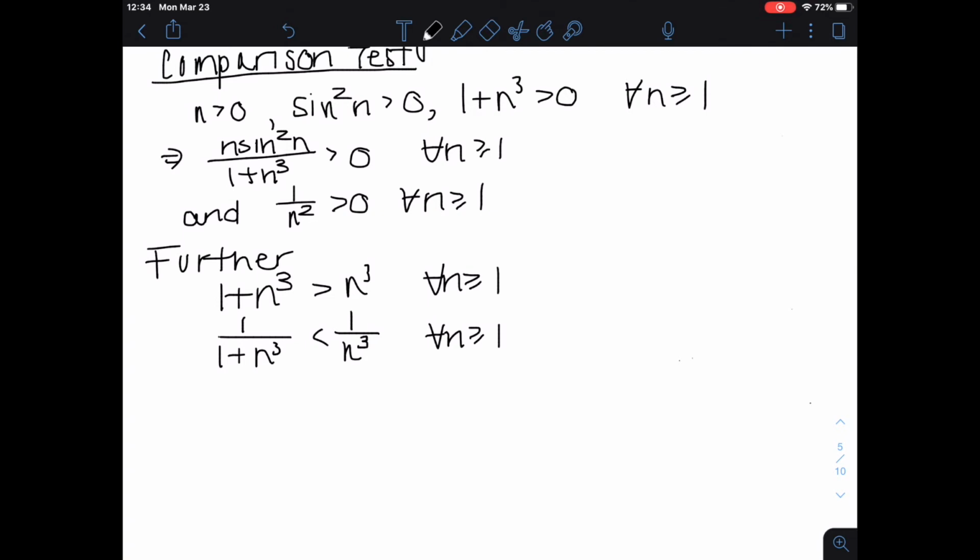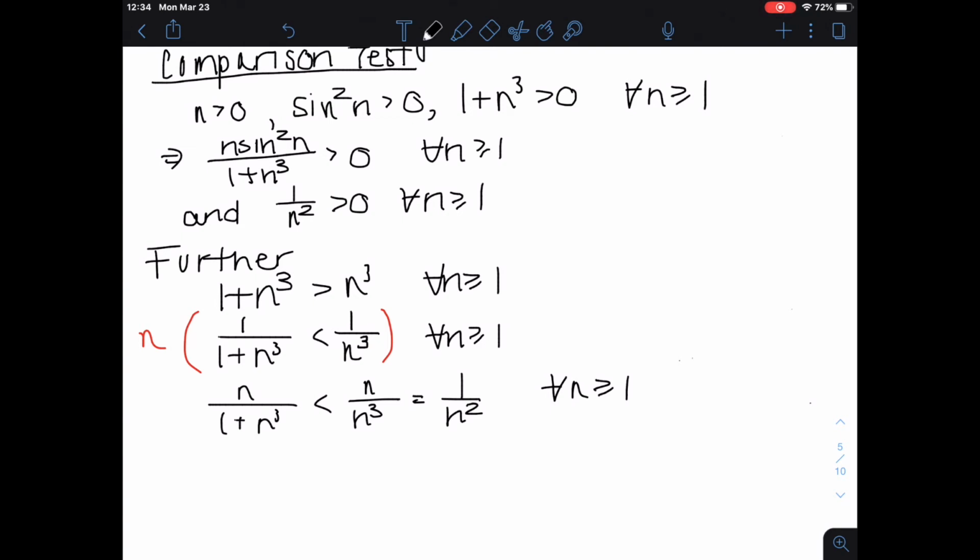So now you go ahead and you multiply both sides by n, and you get n over 1 plus n cubed is less than n over n cubed, which is exactly the 1 over n squared. So this holds true for all n greater than or equal to 1.